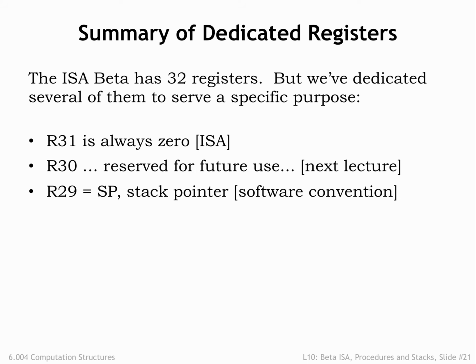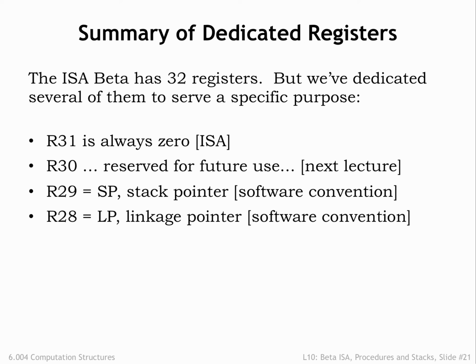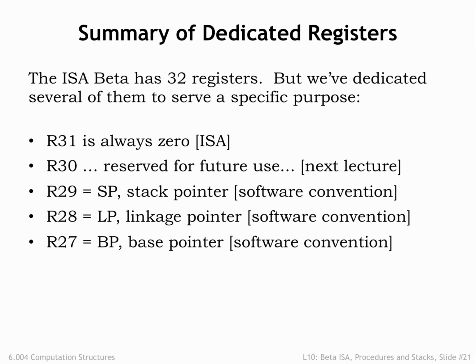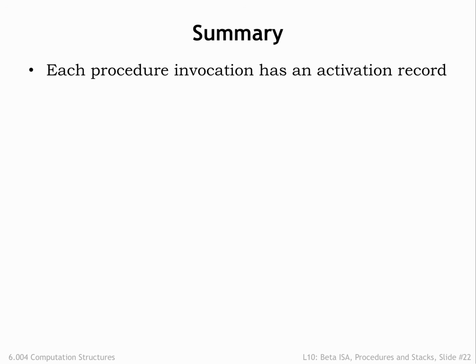R29, SP, is used as the stack pointer. R28, LP, is used as the linkage pointer, and R27, BP, is used as the base pointer. As you practice reading and writing code, you'll grow familiar with these dedicated registers. In thinking about how to implement procedures, we discovered the need for an activation record to store the information needed by any active procedure call.